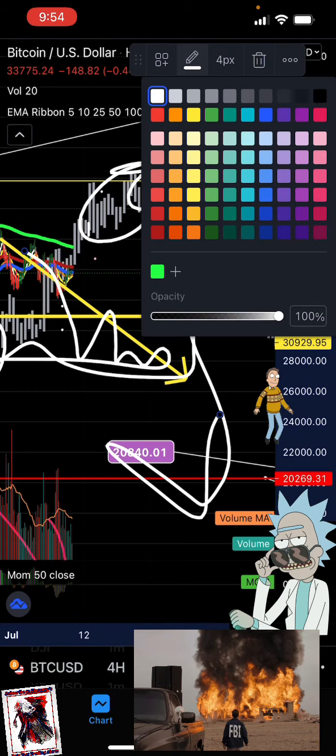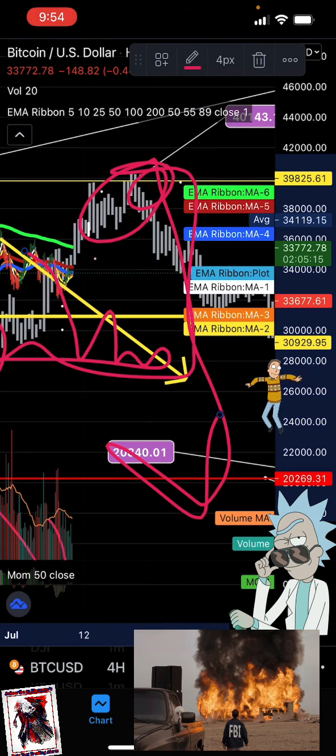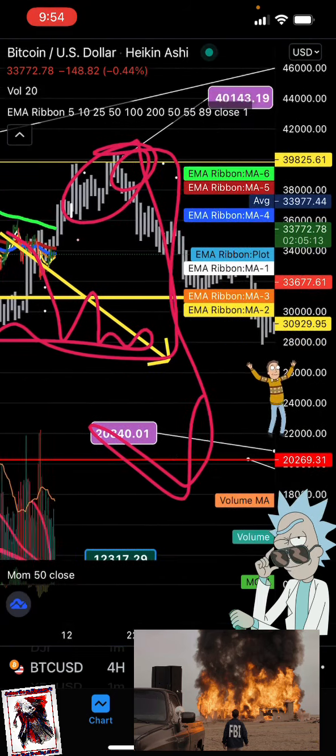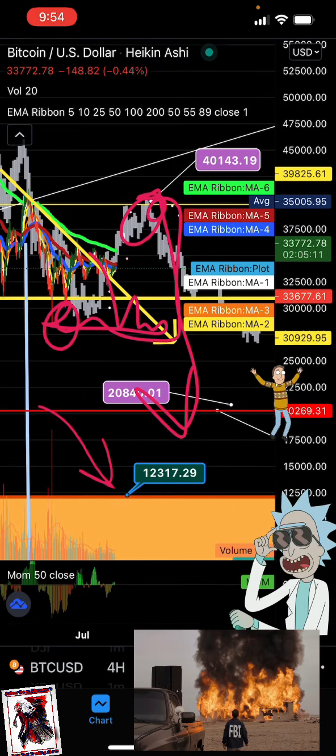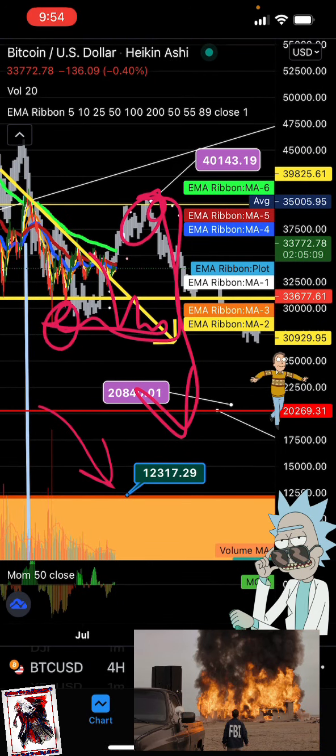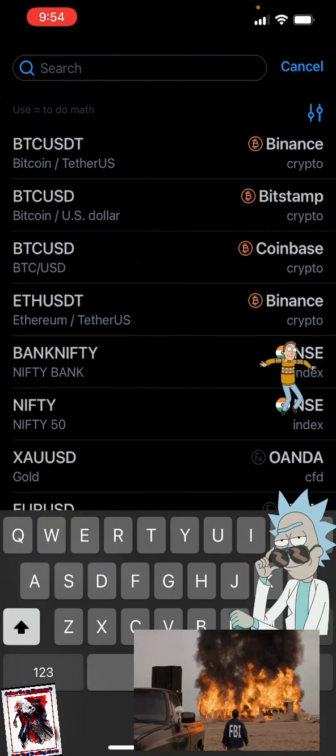We're going to highlight that for you. See that? That's what you're going to do in Bitcoin, right? Something beautiful like that. Then you're going to go down to 20,000, and then you're going to go down to 12,000. That's what's going on in Bitcoin.